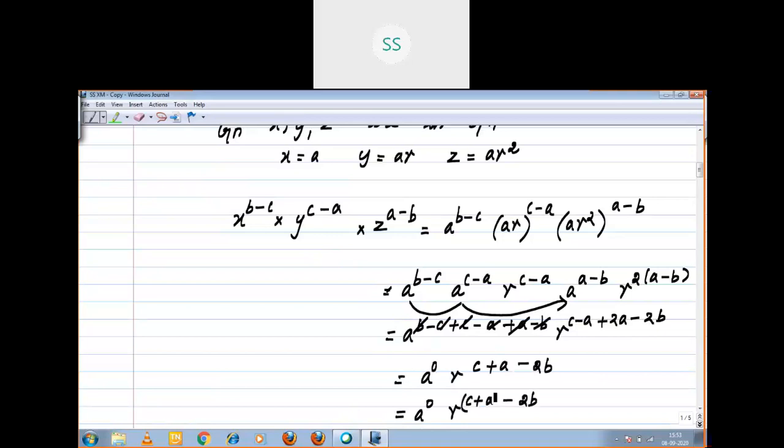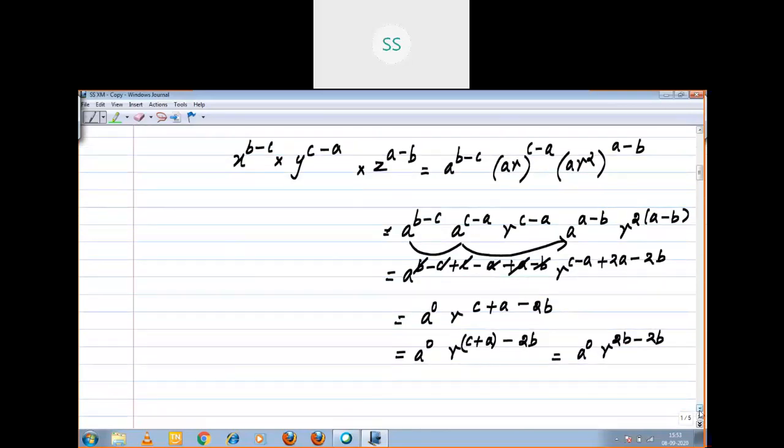Now, the C plus A you already got as 2B. A power 0 into R power 2B minus 2B, then A power 0 into R power 0. Anything raised to 0 equals 1. Therefore, X power B minus C into Y power C minus A into Z power A minus B equals 1. We arrived at the result.